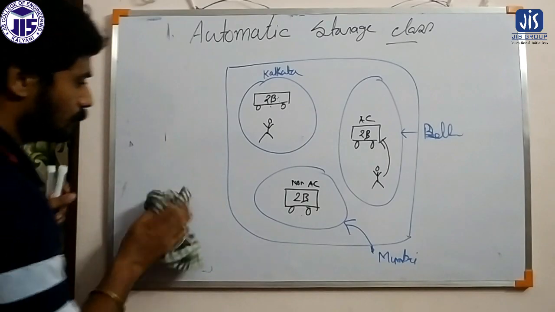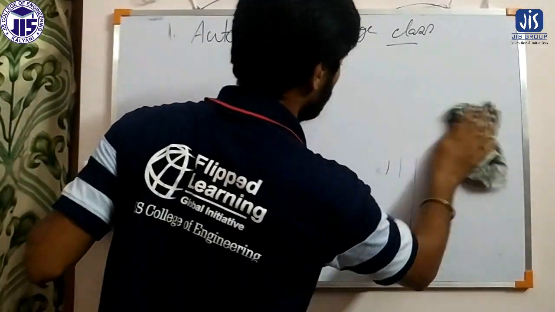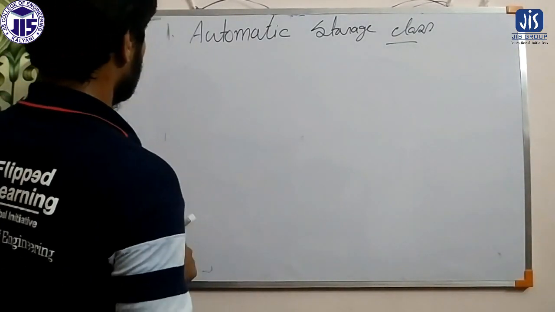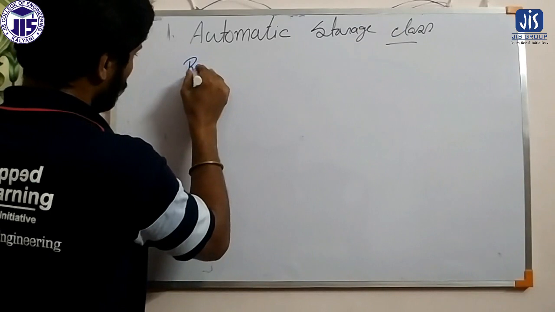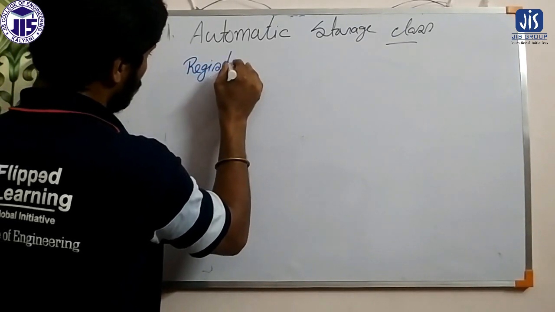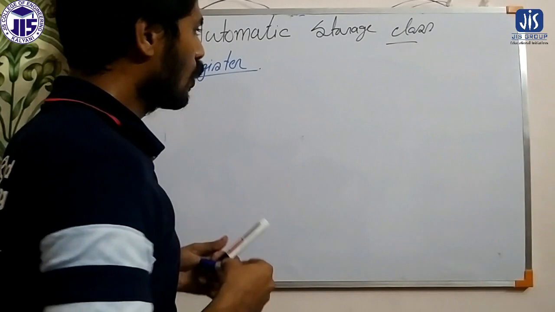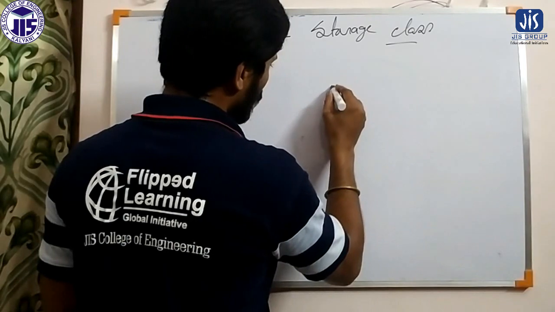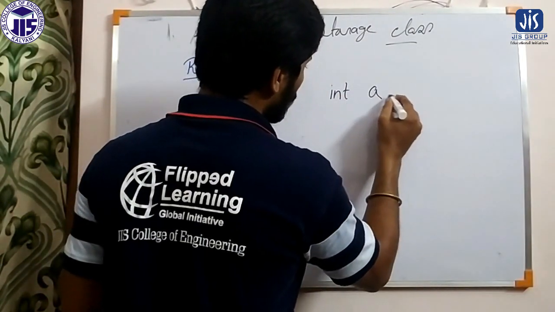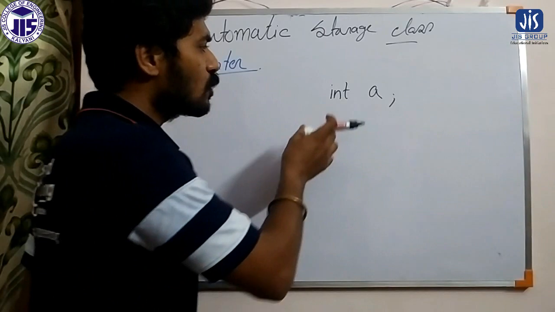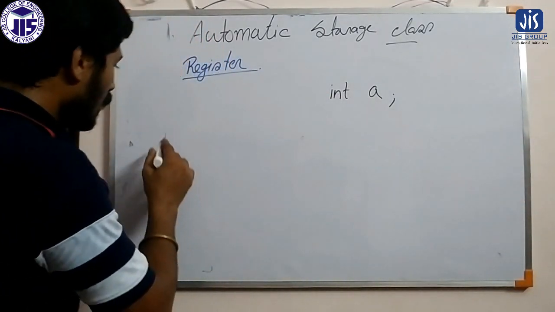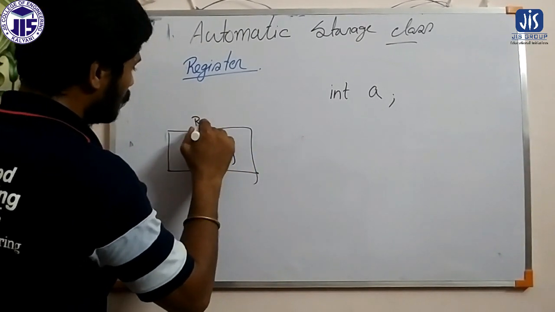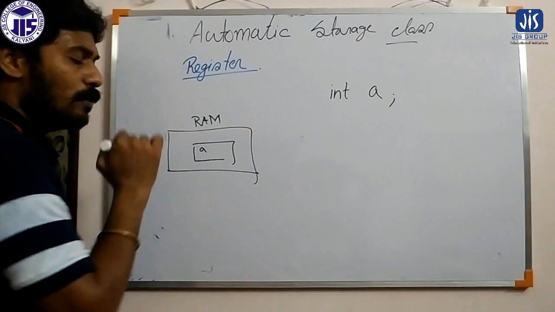Number 2, the second storage class is register storage class. If we declare a variable by writing only integer a, by default this storage class will be the automatic storage class, and this a variable will be stored into RAM.